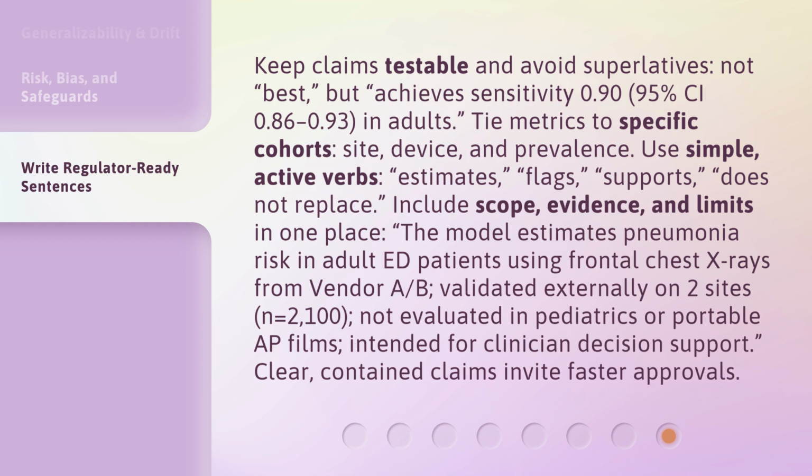The model estimates pneumonia risk in adult ED patients using frontal chest X-rays from vendor AB. Validated externally on 2 sites, N equals 2,100. Not evaluated in pediatrics or portable AP films. Intended for clinician decision support. Clear, contained claims invite faster approvals.